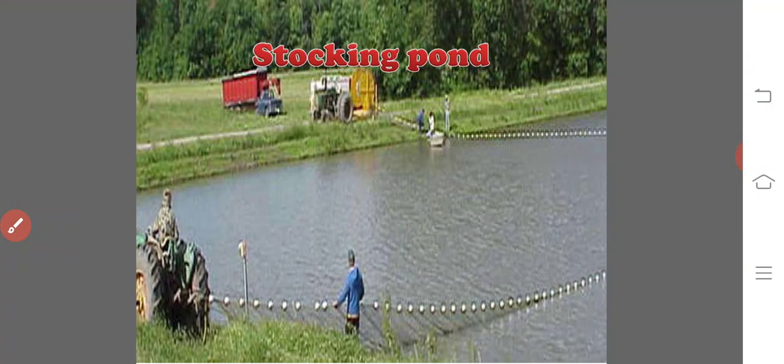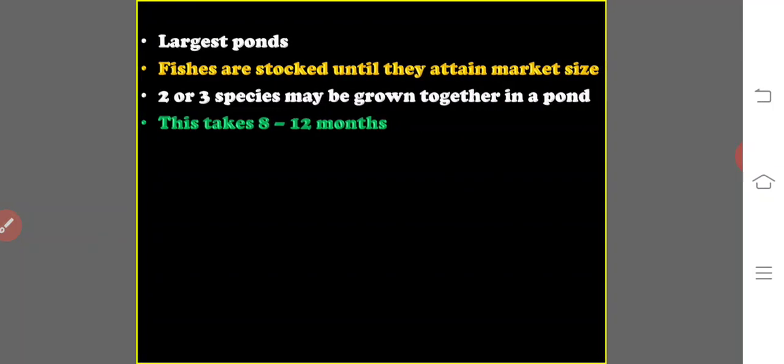Then finally, the stocking pond, where we stock the fish and grow them until they attain market size. These are the largest ponds, because we usually stock a large number of fishes at a time. Fishes are stocked until they attain market size.